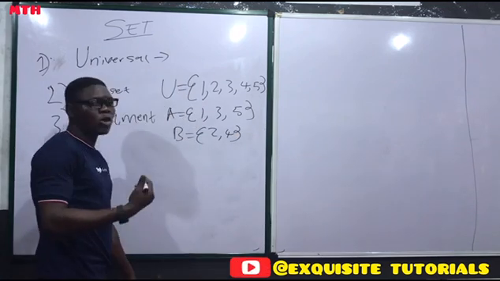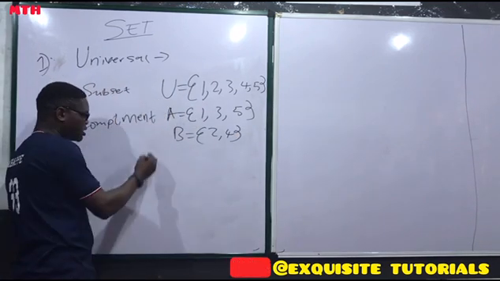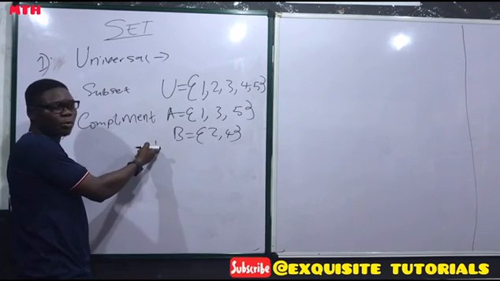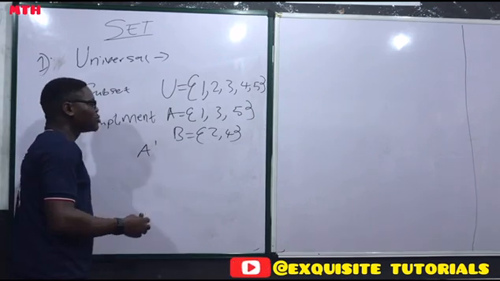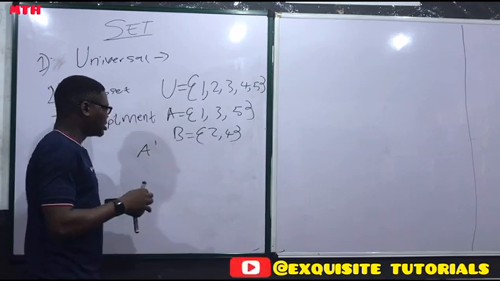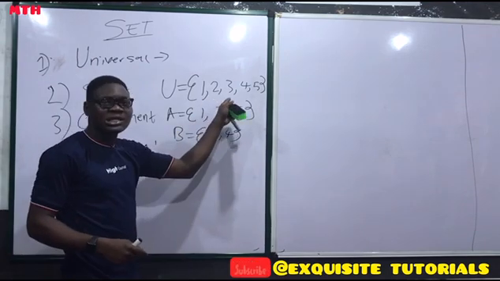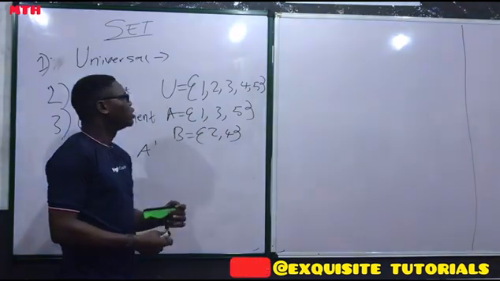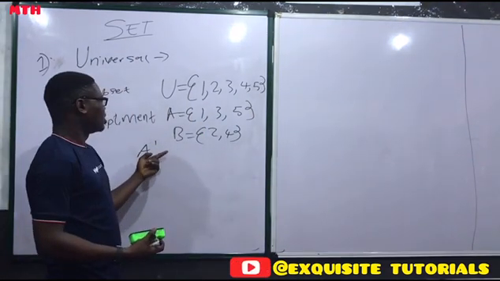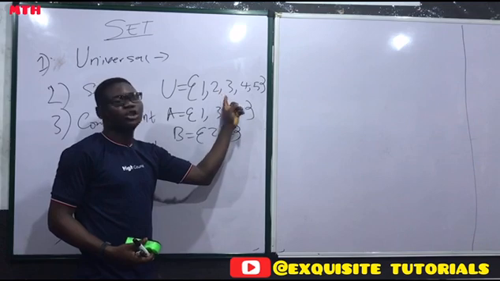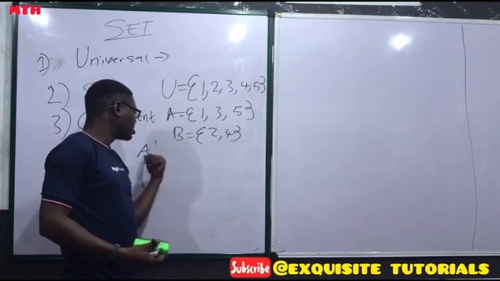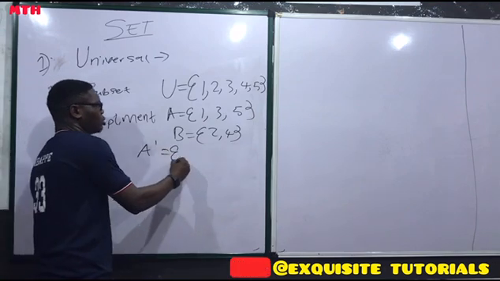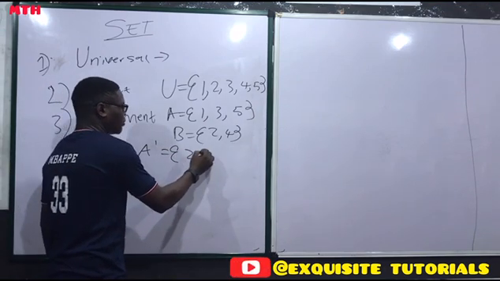Now, whenever you see complement, the complement of A is written as A prime. You see a small one at the top. It means that you should list out the elements that are in the universal set but are not in A. So whenever you see A prime, list out the elements that are in the universal set but are not in this set A. Those elements include 2 and 4.